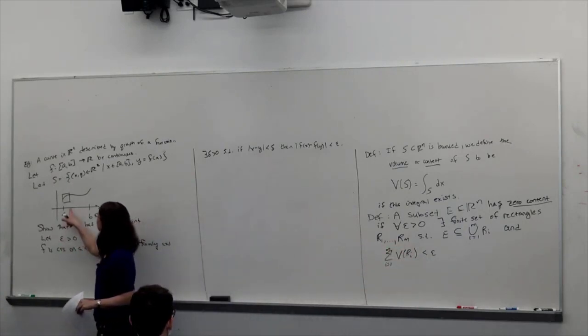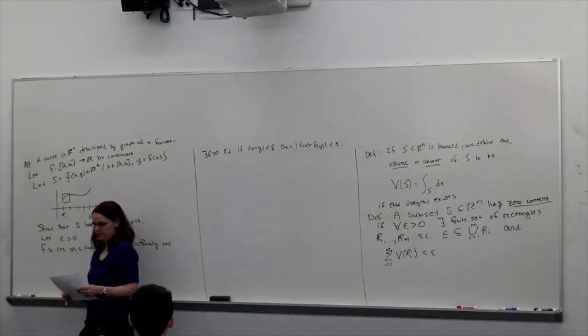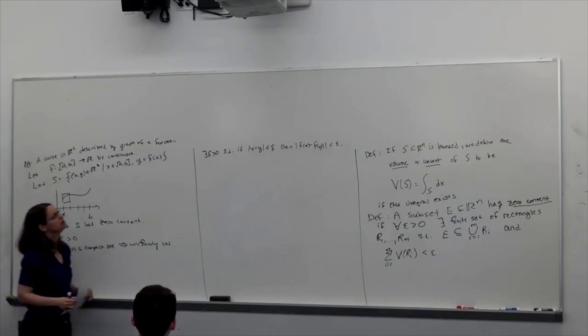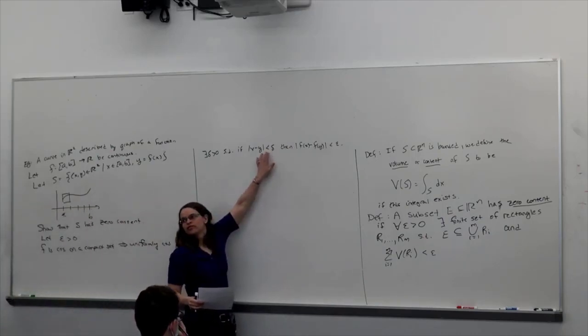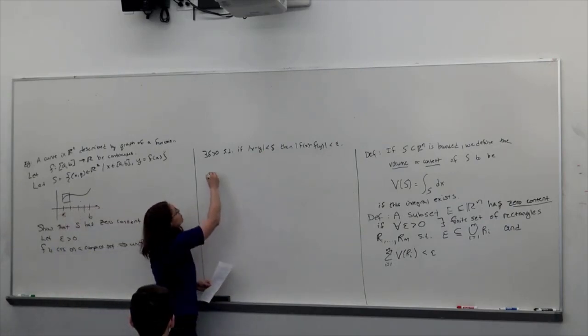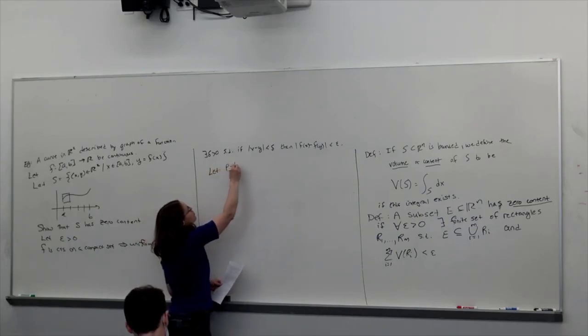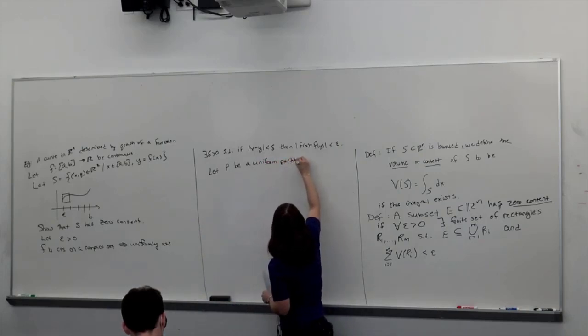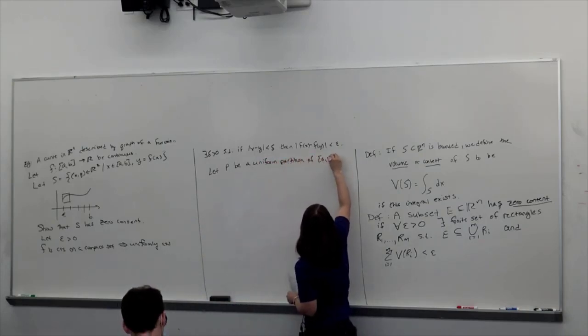All right, so what I'm going to do is I'm going to chop this domain up. I'm going to partition it. All right, and I'm going to partition it just in a uniform way because why be more complicated than we need to be. And I know exactly what is going to influence the size of my partition. This delta is going to influence the size of my partition. Okay, so let's let P be a uniform partition of A to B with norm less than delta.